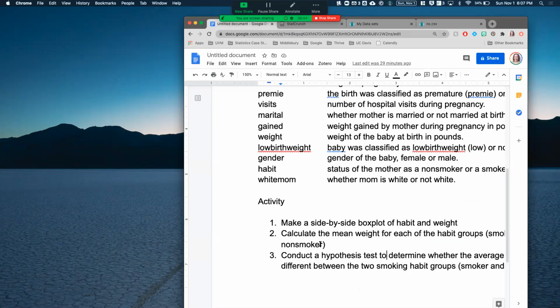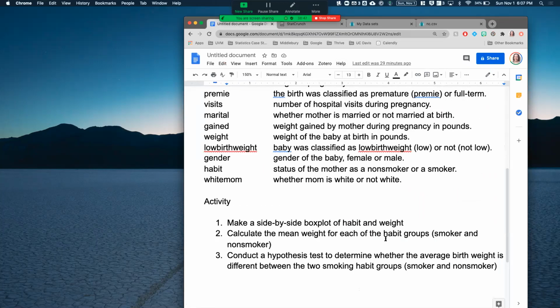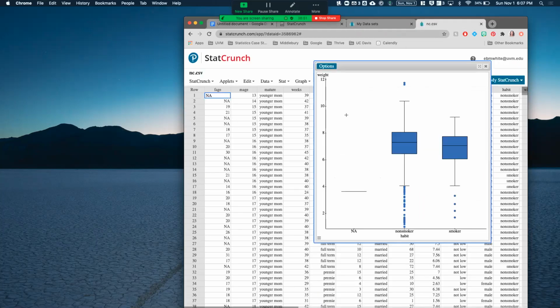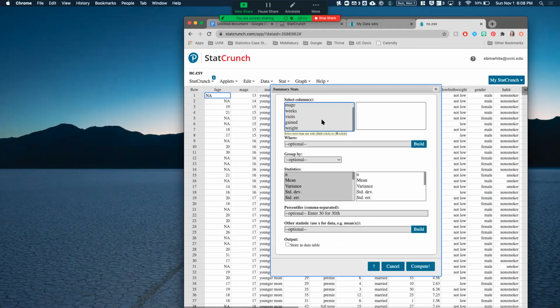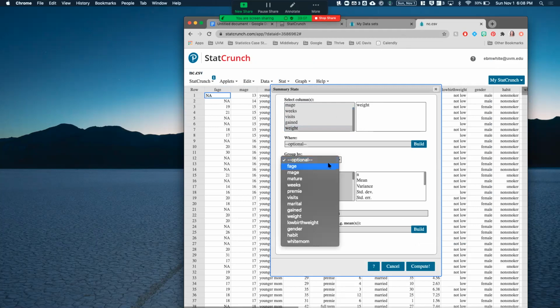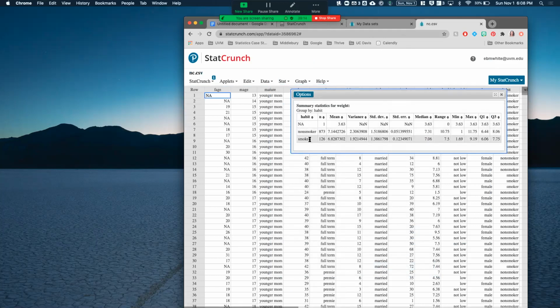The second thing it asks us to do is to calculate the mean weight of each of the different habit groups. And again, I'm going to recommend that you use the tools here in Statcrunch to help you do that. So if you go to Stat and then Summary Statistics and then Columns, then we can go through and select weight as your Y variable. And again, we're going to want to group this by habit. If you hit compute, it's going to work out all of these different statistics for you.